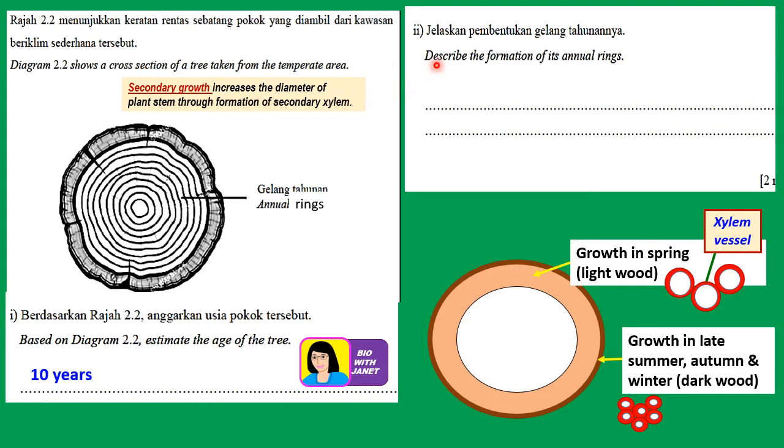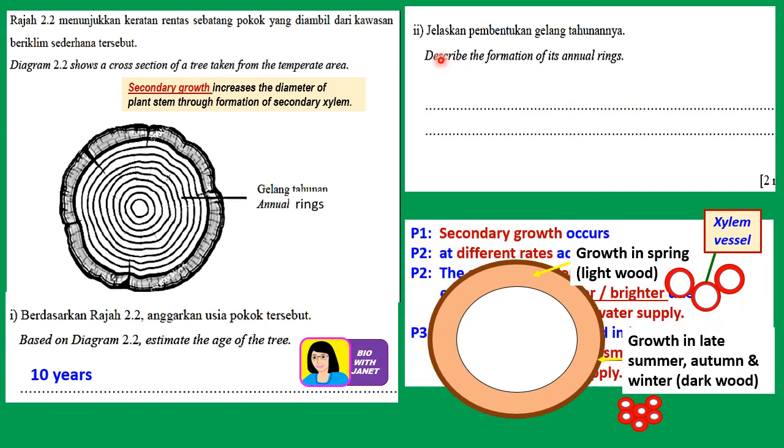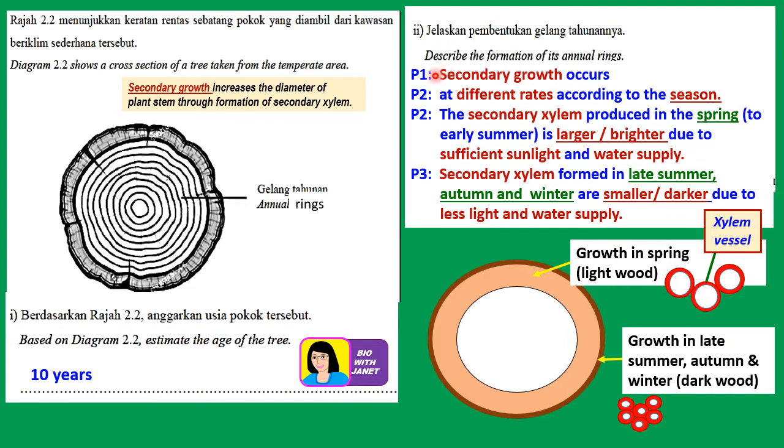Now, to describe the formation of its annual rings, we have to state the different rate of growth of the plant stem in different seasons. Okay, let's see how to answer this question. Point 1, secondary growth occurs in the formation of the annual rings, but at different rates, sometimes fast, sometimes slow, according to the season. Season means spring, summer, autumn, and winter in the temperate areas, but not in Malaysia. We don't have these 4 seasons.